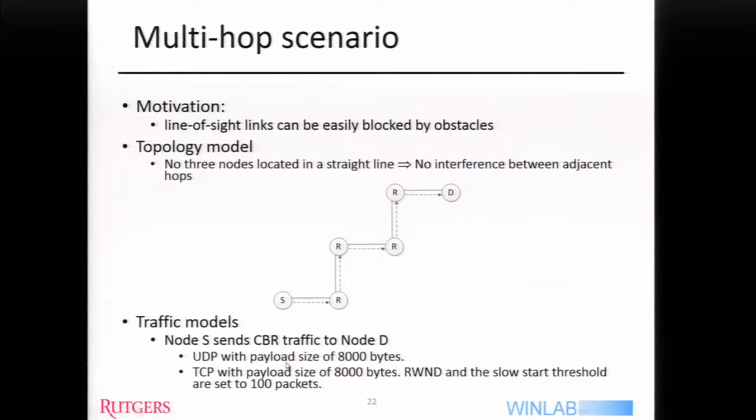And then we start the multi-hop scenario. Because, as mentioned before, the line of sight link may be easily blocked by some obstacles for the 60 gigahertz. We design this topology assuming that there will be no interference between each link, and we start both UDP and TCP traffic.